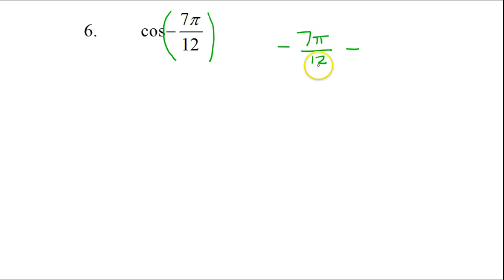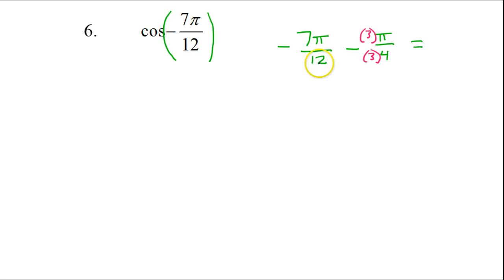So I'm going to take my original angle and try subtracting pi over 4 from it. And let's see what we get this time. To make like denominators, I would have to multiply the numerator and denominator by 3.